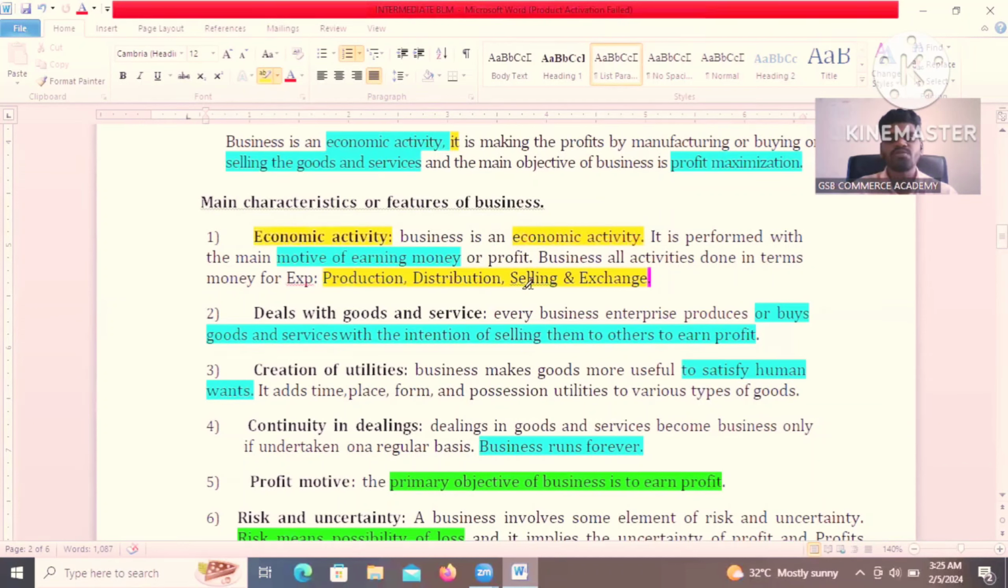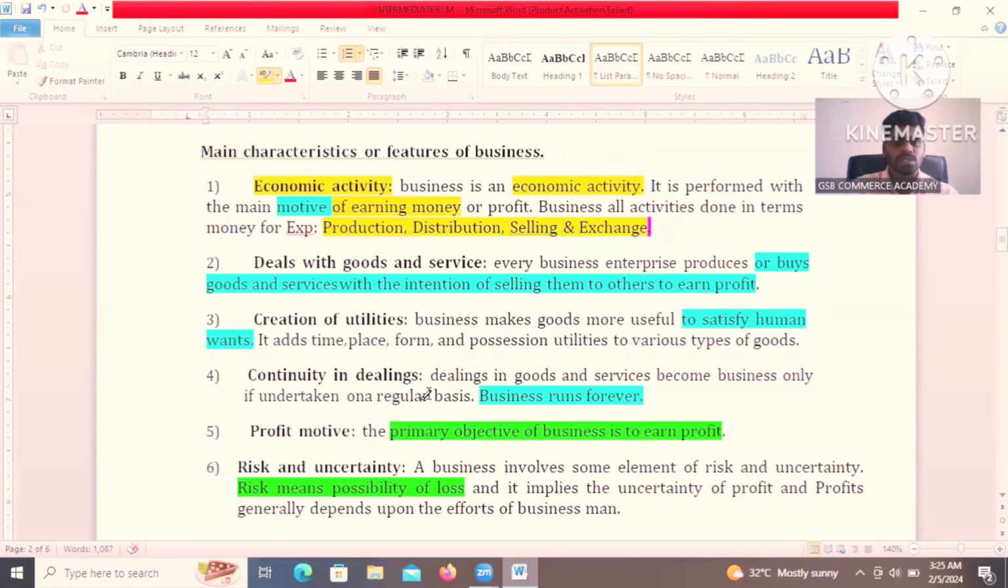And business is performed with the main motto of earning profits, or earning money. So all these activities, for example production, distribution, selling, and exchanging of goods and services, are included in these money related activities under business.